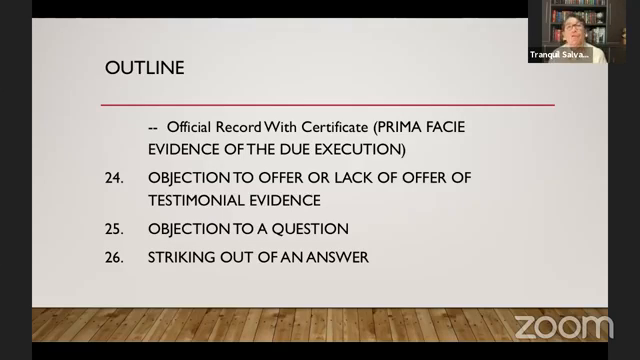Now, let us now look at objection to offer. Naku, we have time. Okay, we have 16 minutes. We have just a few more. Siguro mga 5 points and then we're done. Objection to offer or lack of offer of testimonial evidence.